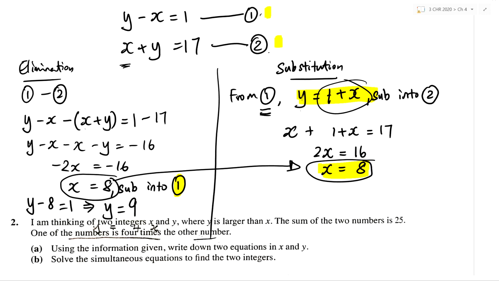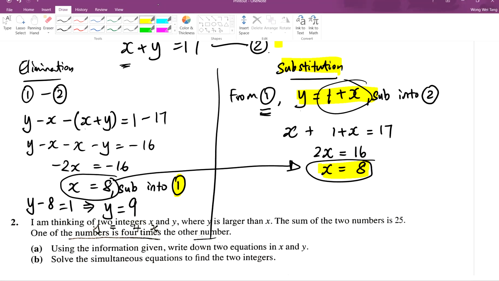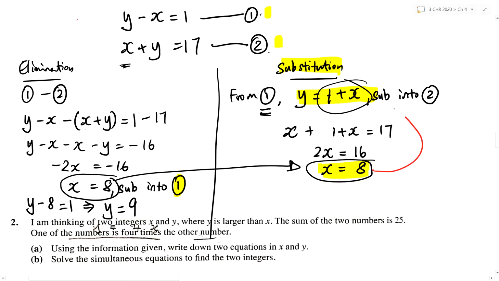As compared to, if I substitute into equation number 1, I'll get y minus 8 equal to 1. Then I still need to find y. If I sub into equation number 2, I have 8 plus y is 17. Then I still need to find y. Okay, so for substitution method, you will always end up with this case. Find one answer, you substitute this answer back into your first step over here. So we get y equals to 1 plus 8, which is 9. Same answer.